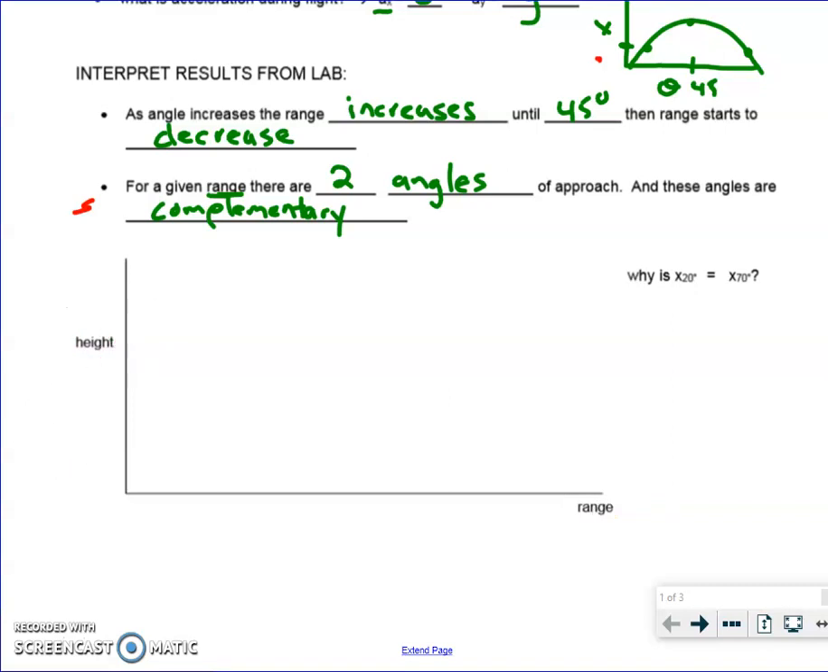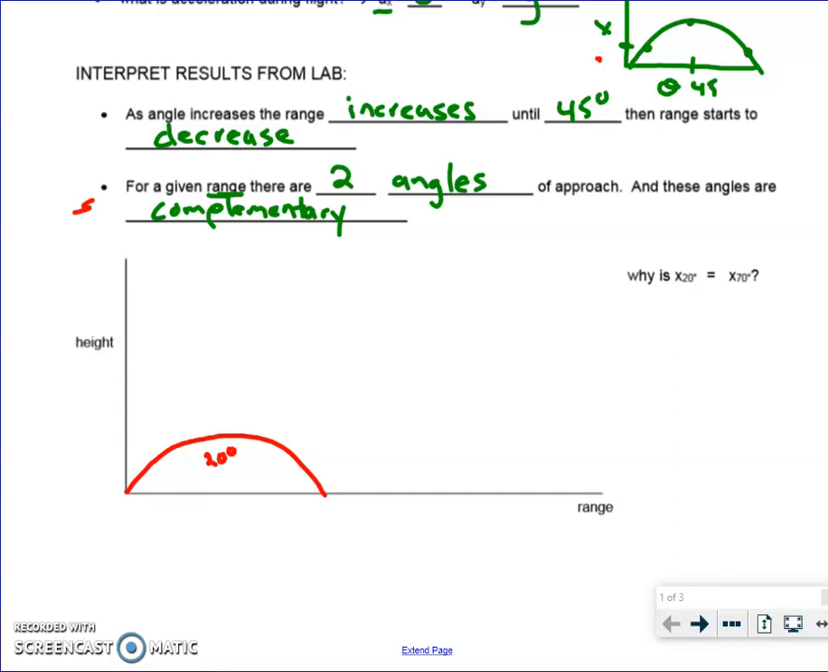So if I look at how high it goes, let's say I fire something at 20 degrees. 20 degrees is fairly flat, so it's not going to go very high, and it's not going to go very far because it's relatively far away from 45 degrees. So I'm just going to draw an arbitrary graph like this, okay? So let's say it goes that far. I'm going to label that 20 degrees.